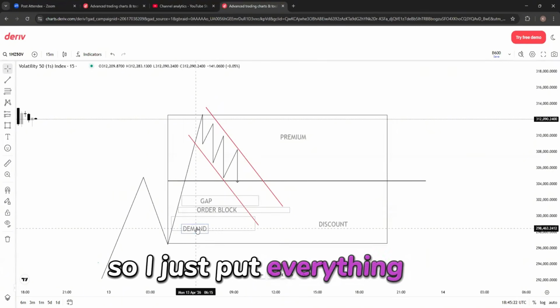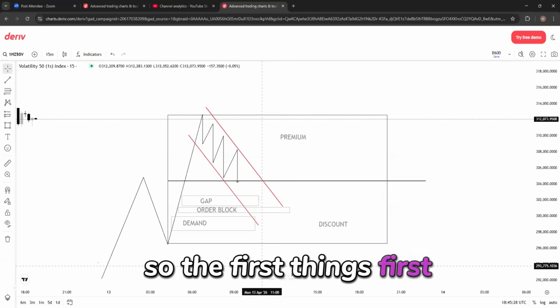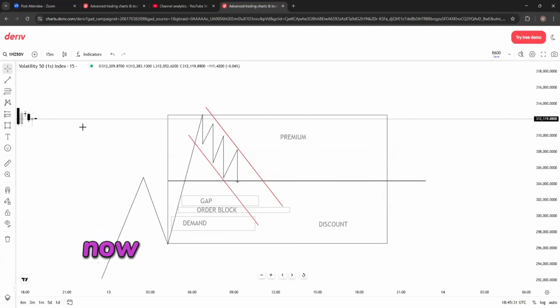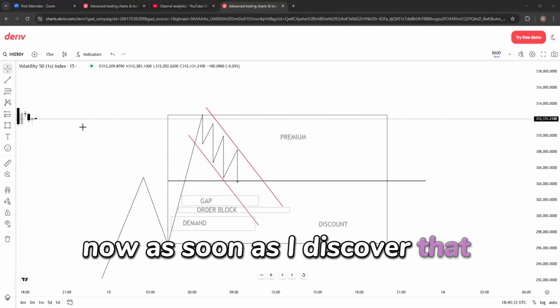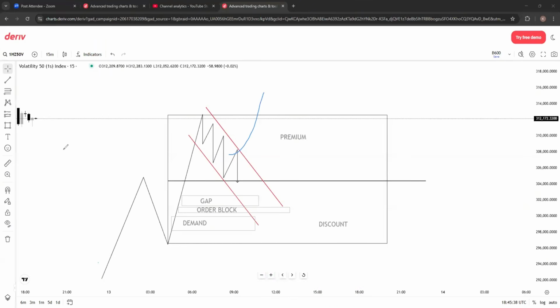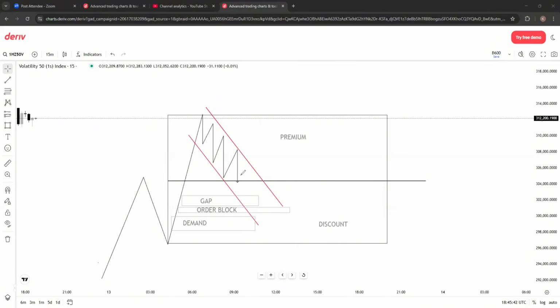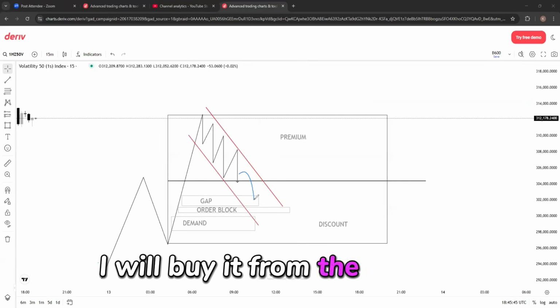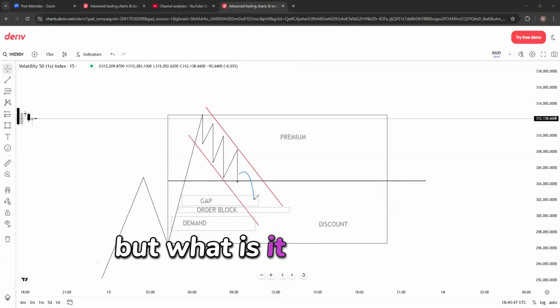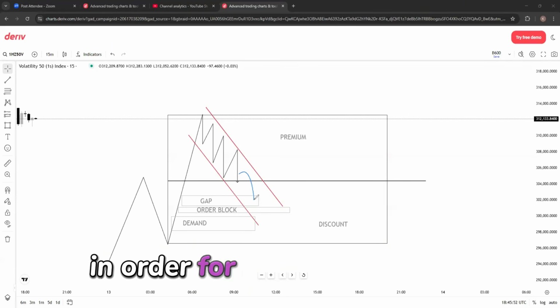So I just put everything here so that I explain in a way that maybe some of us could understand. So the first thing first: as soon as I discover that I have a flag, I'm not going to buy it at the premium level. Rather, I'm going to say to myself, I will buy it from the discount. But what is it in the discount that I want in order for my flag to play out?